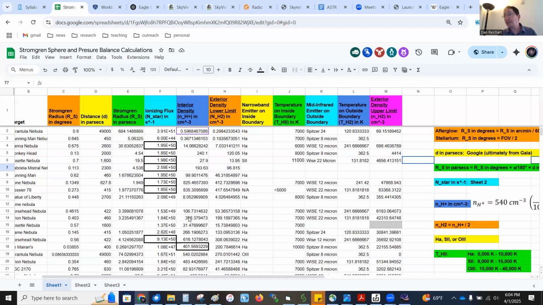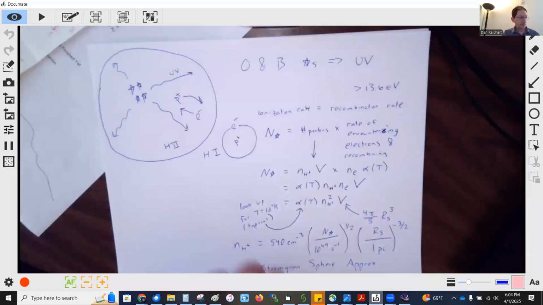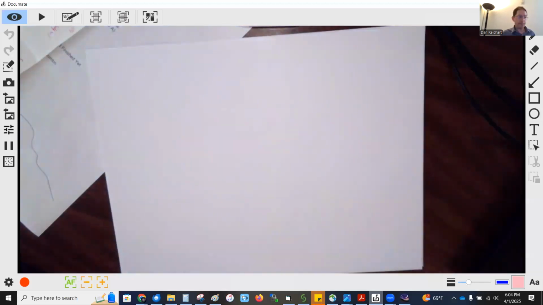Okay. Now, the second calculation is for the outside density. And we're going to do a lower limit. It's probably not realistic, and an upper limit that's probably pretty close to realistic. Okay, let me go back to the doc cam. Get a fresh sheet of paper here.